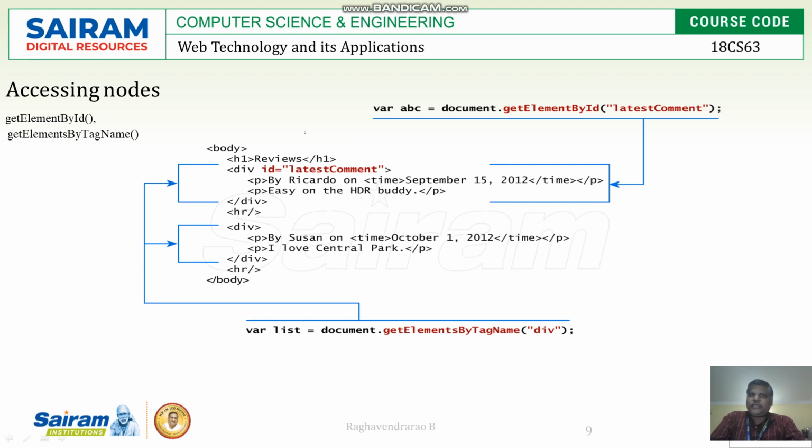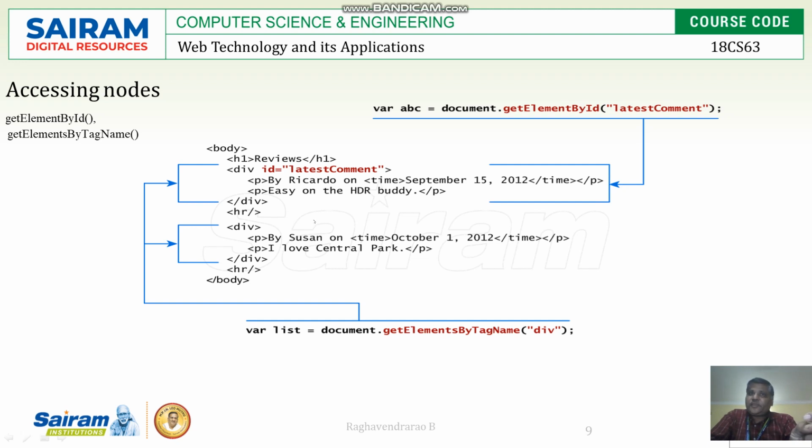Now you can see the example here. The body, h1, and div are there with ID latest comment, and paragraphs are there. Okay, one div, another div, it has been written. Two divs have been written in this body tag. So now you can see a variable example is being given. Variable abc is equal to document dot get element by ID. Only this div is given the ID latest comment. Get element by ID latest comment, only this will be accessed. This will be printed, the abc variable.